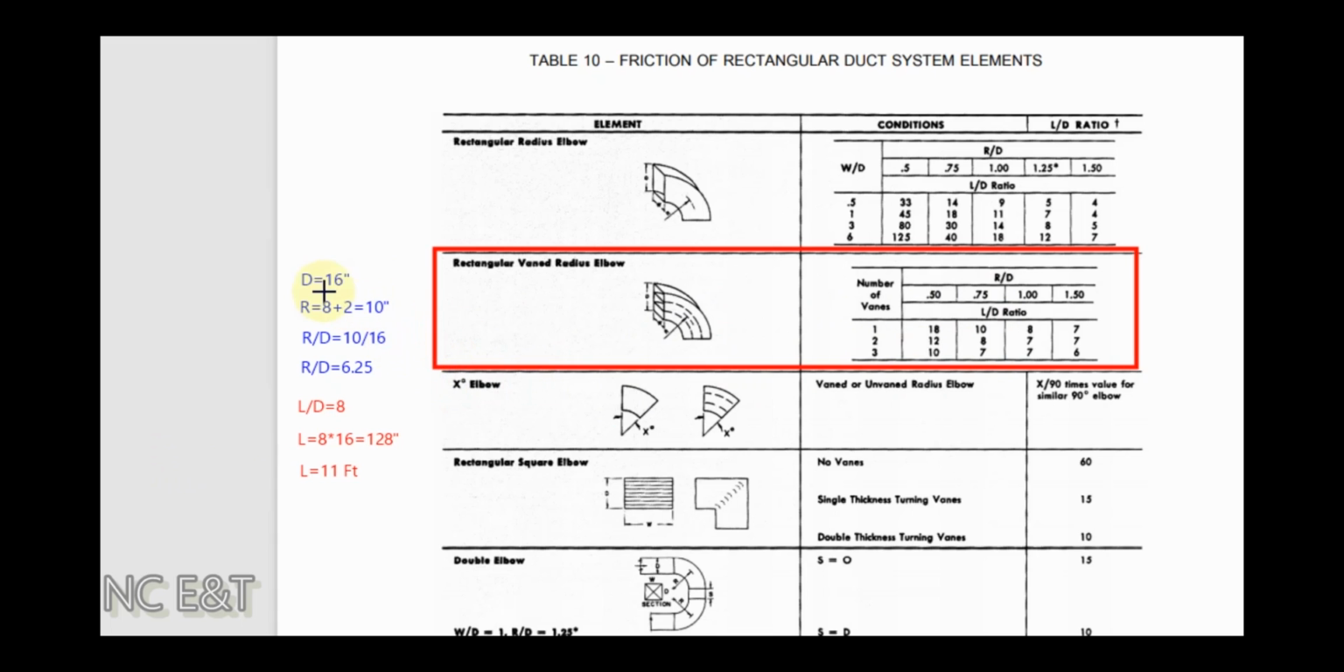As we have the value of D 16 inch, then the value of L will be 8 into 16 equal to 128 inch, and it will be equal to 11 feet. So in this way the equivalent length for the 90-degree elbow will be 11 feet.